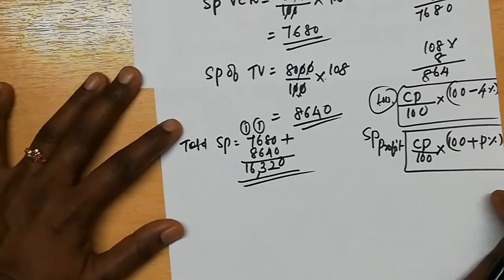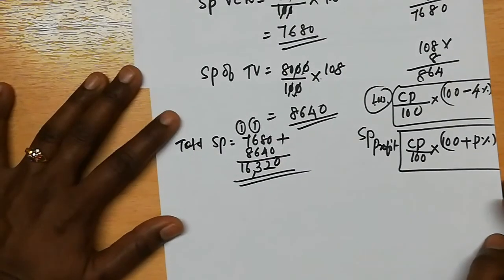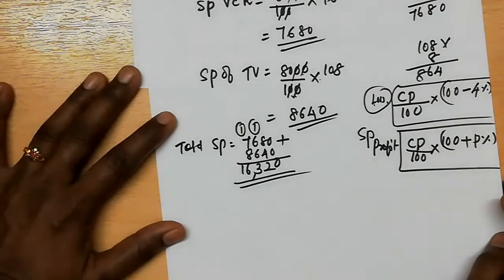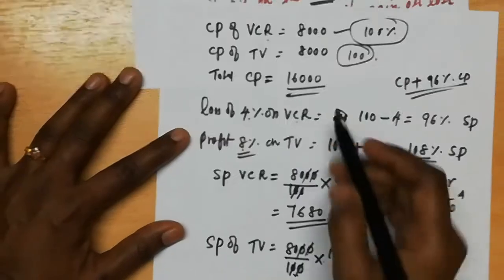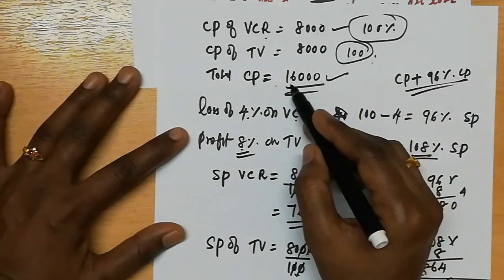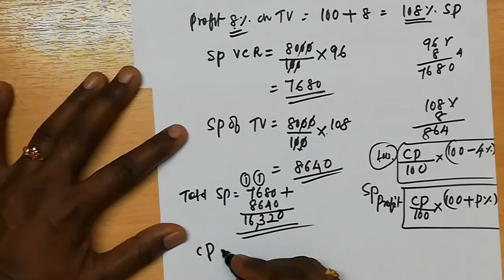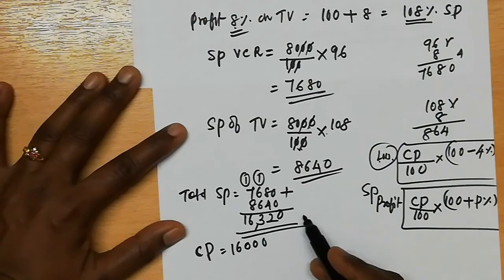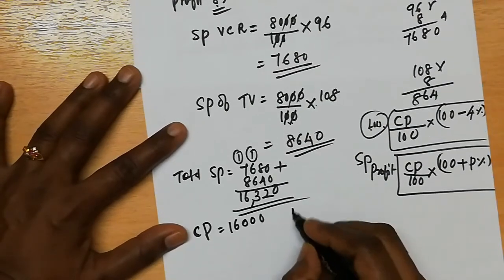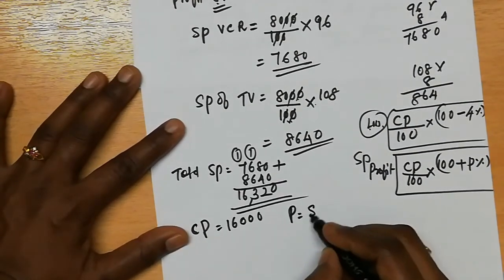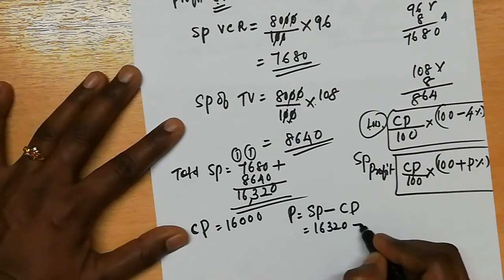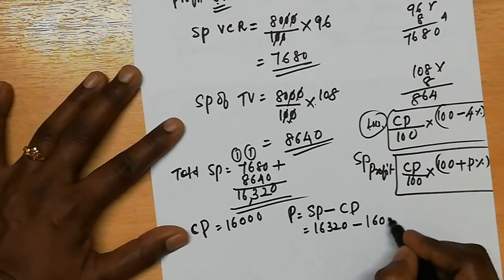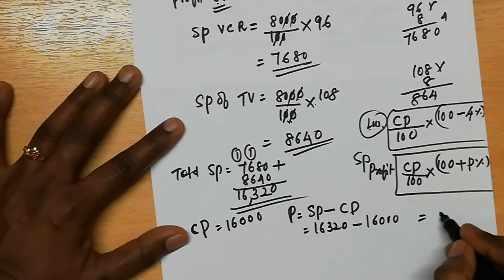So how to find the whole transaction gain or loss percentage? First of all, we will think about it. This is the selling price. What is the total cost price? We already found that; the total cost price is 16,000. Which one is greater, selling price or cost price? The selling price is greater. That means we got a profit. How to find the profit? Selling price minus cost price. That is 16,320 minus 16,000. So the profit is 320.